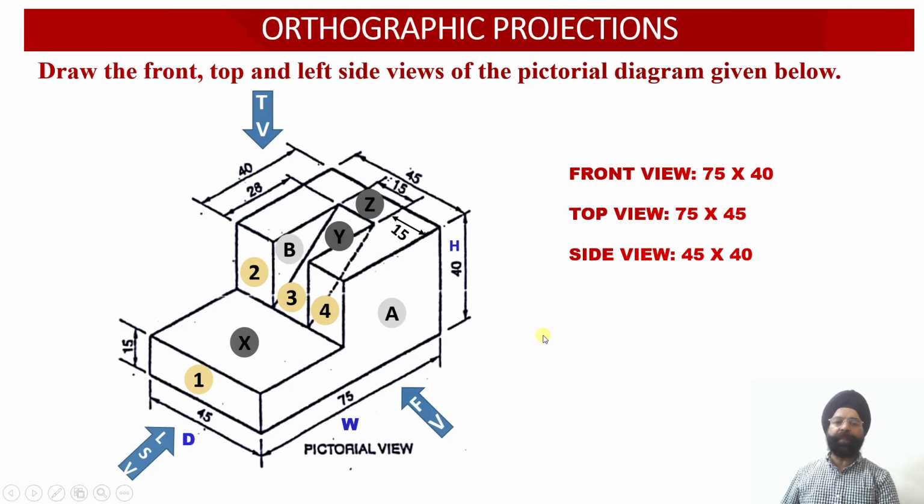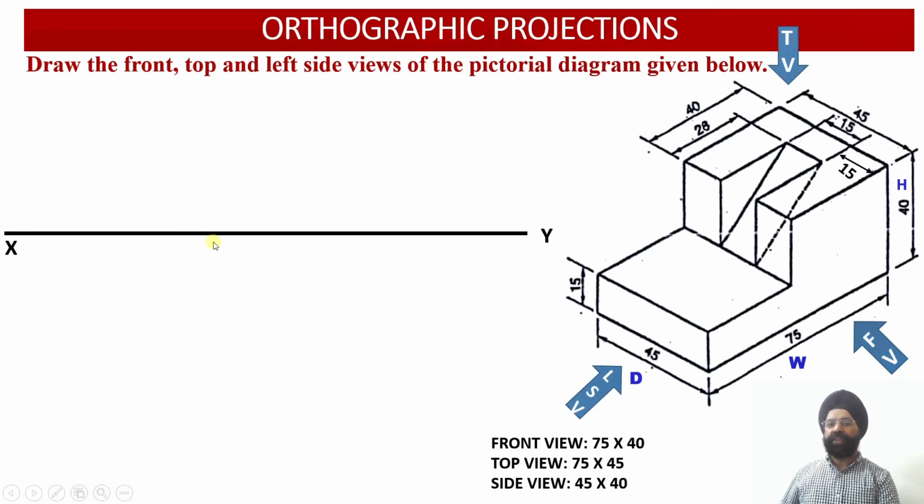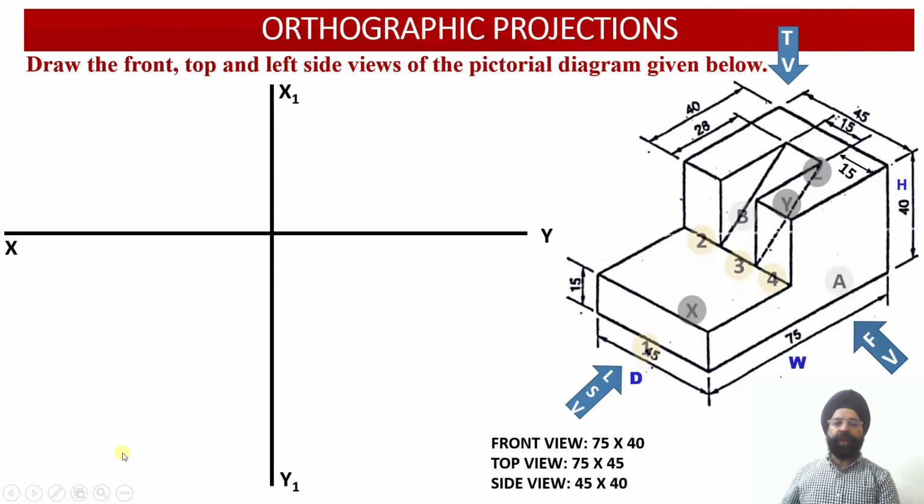So this way we have discussed the different surfaces, how they are going to be obtained, and what type of shapes they will have on the horizontal plane, on the vertical plane and on the profile plane. Now let us start working out these projections onto the orthographic views. In order to draw the orthographic views, first of all the XY line and X1, Y1 reference lines have been drawn. Since we are required to draw the front view, top view and left hand side view, the front view will be drawn on this side, the top view will be drawn over here, and the left hand side view will be drawn on the right hand side of the front view, right?